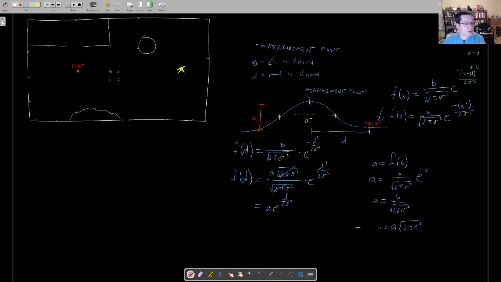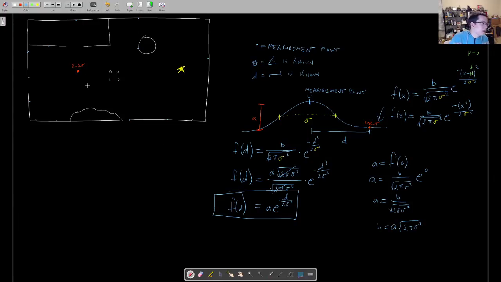Now that's going to be the weight. This right here, f of d, is going to be the weight applied to the direction of motion of the robot from any given point. But we're not done. This is just the weight. Each one of these also has a direction.